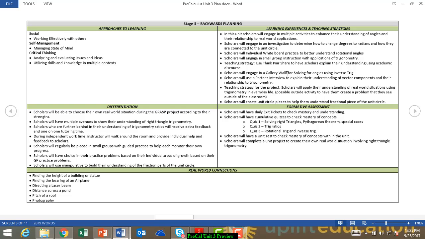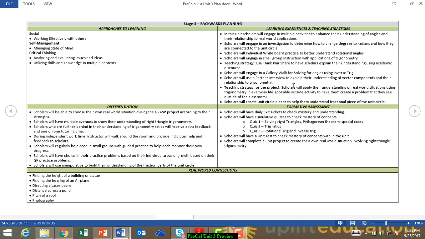A gallery walk when solving for angles of an inverse trig. They can post problems around the room and share their ideas of how to solve it and then solve them together. Use a partner interview when you're talking about the vector components. Why do we list them as i and j? Why do we have the magnitude times cosine of the angle first? Make those connections with your scholars.